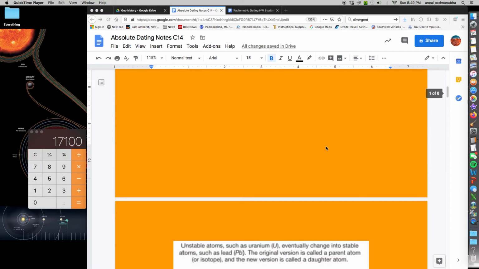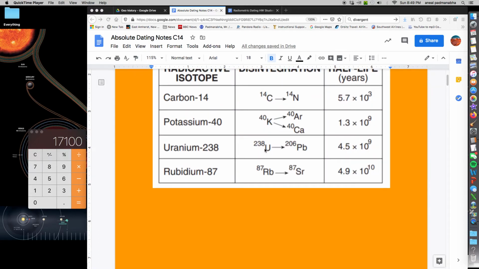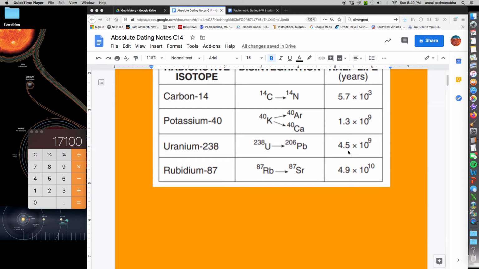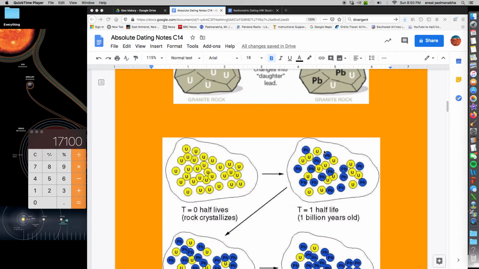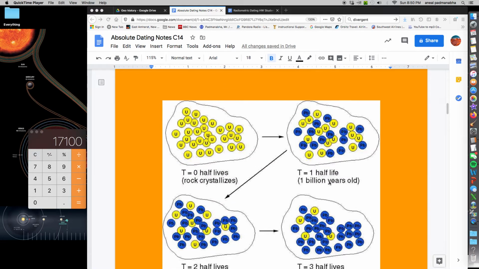According to the chart that we have, one half-life from uranium-238 to lead-206 takes 4,500,000,000 years. So if this was actually a rock and we found that the ratio is 1 to 1 right here, we would say, okay, it went through one half-life. And so now we know that this rock is 4,500,000,000 years old.